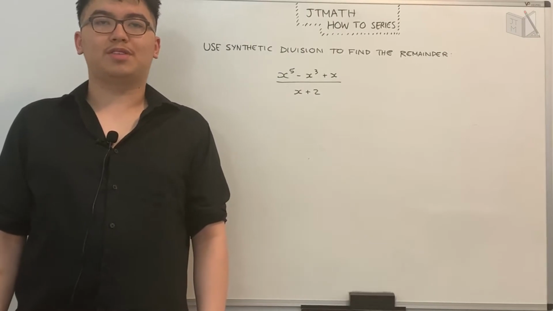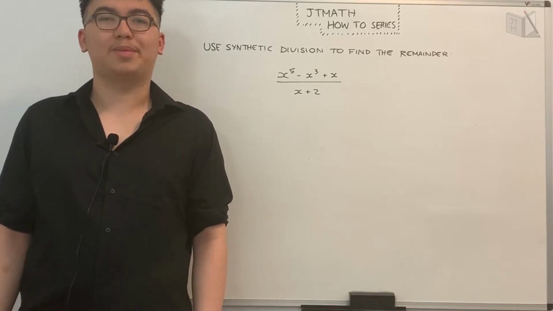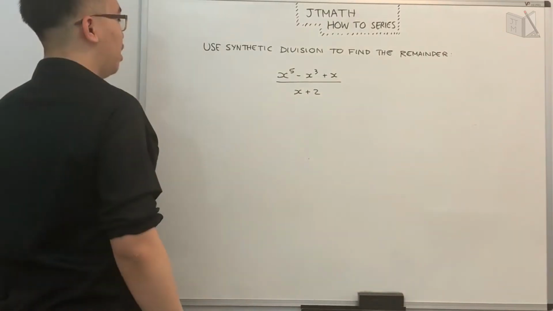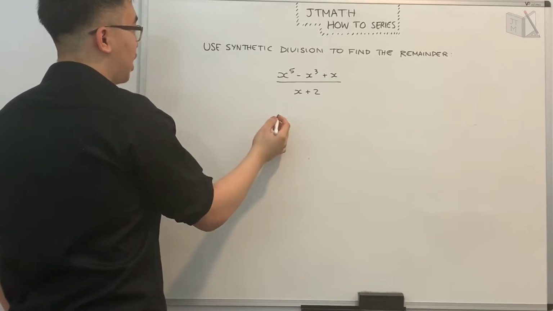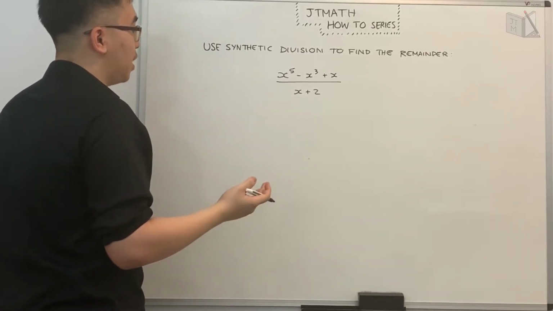We're going to use synthetic division to find the remainder when x to the fifth minus x to the third plus x is divided by x plus 2. Now before we can begin the synthetic division, there are two things that we must make sure are happening.